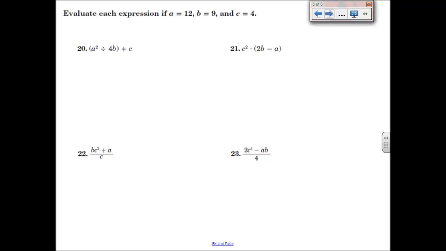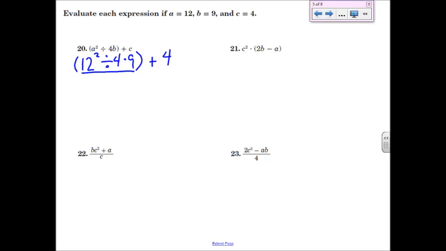Number 20, we have in parentheses a squared divided by 4 times b and then plus c. So we have a is 12, b is 9, and c is 4. So we work with the parentheses first, and inside the parentheses we still follow the order of operations: Please Excuse My Dear Aunt Sally.